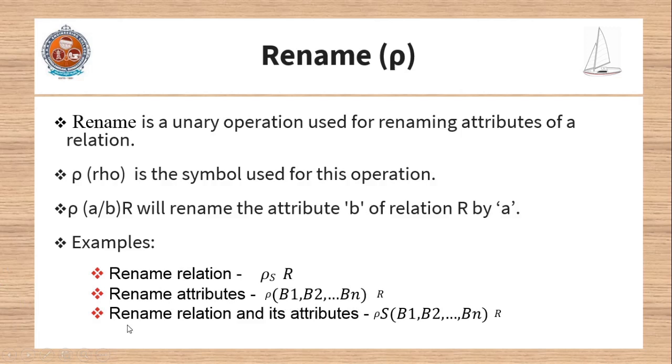And then we have the third example, where we are trying to rename both the relation name and also the attribute names. See here rename, we are trying to rename the relation R as relation S, and the attributes from A1 to An to B1 to Bn. We are trying to rename the attribute names also, which are from A1 to An, with B1 to Bn. It means we are trying to rename all the attributes in that relation.